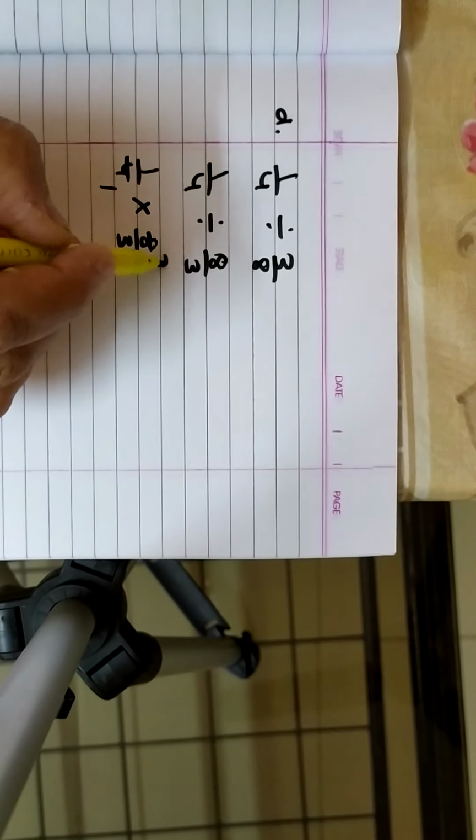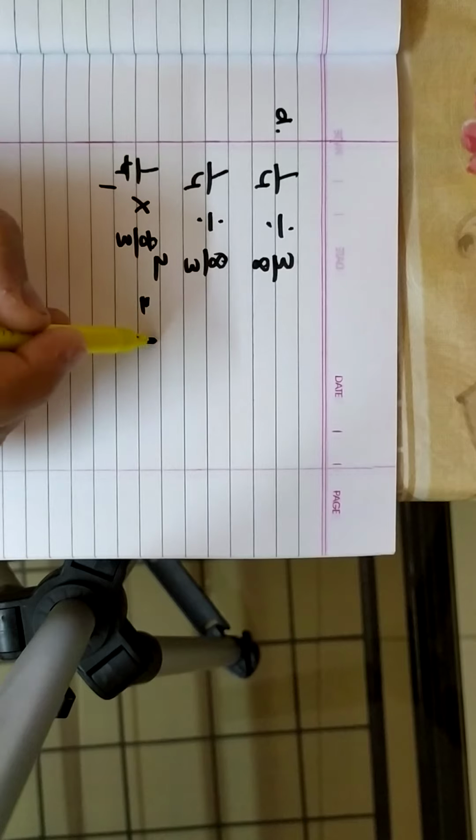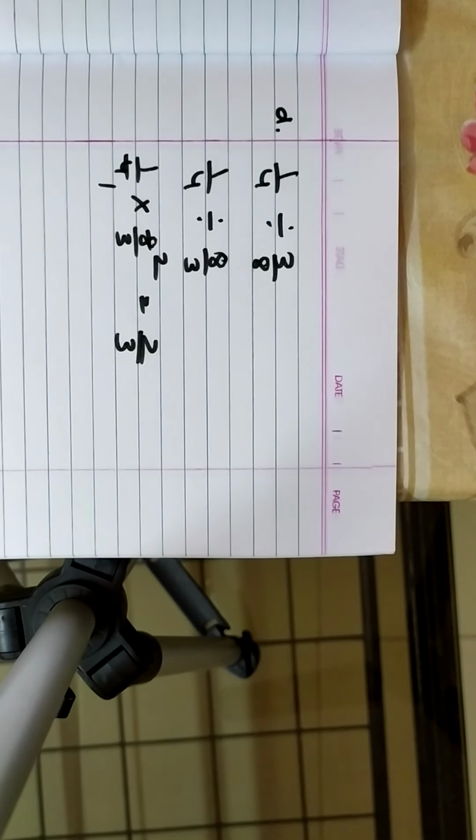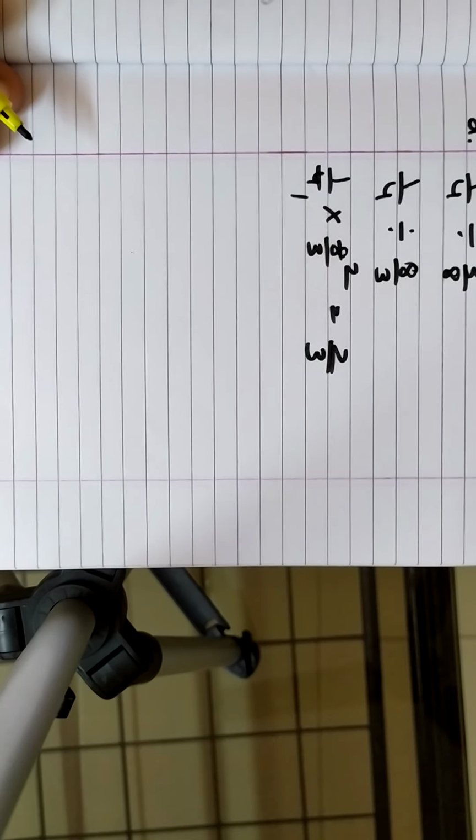Yes. 4 ones are 4, 4 twos are 8. Now 2 ones are 2 and 3 ones are 3. What we get is a proper fraction. So 2 upon 3 is the answer to the question.